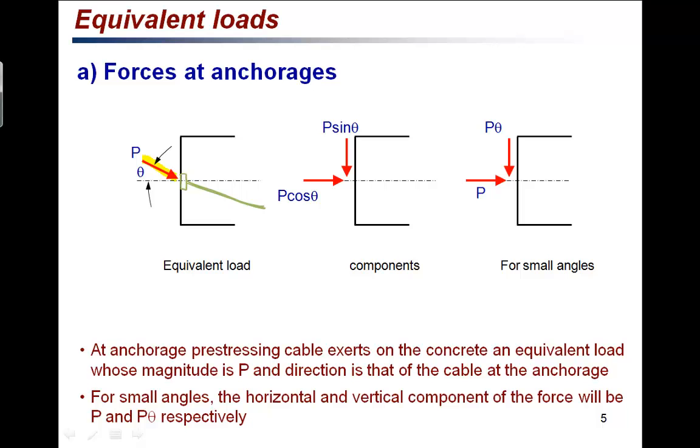The force P is transferred from the pre-stressing tendon, the wire, to the concrete. This force P is acting at an angle of theta, which can be resolved into a horizontal component and a vertical component. For a small angle theta, P cos theta is approximately P, and P sin theta can be simplified to P theta. So we have these two forces acting on the concrete from the pre-stressing tendon: horizontal force P and vertical force P theta.